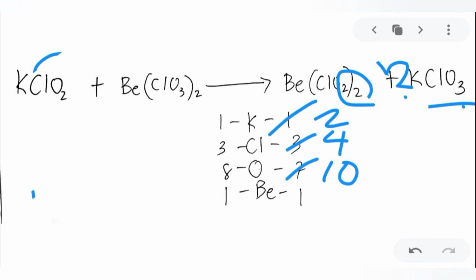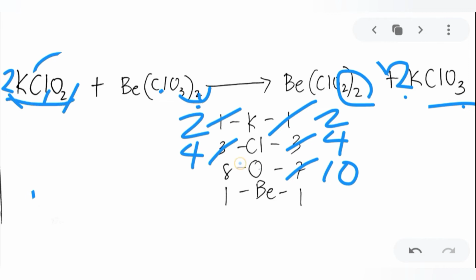And then, I guess we have to add 2 here on the reactant side to balance the other values. So, how many potassium do we have now? 2. And then, how many chlorine? We have here 2 times 1, that is 2. Plus, here, 2 times 1, that is 4. And then for oxygen, we now have 2 times 2, that is 4. Plus 3 times 2 here, that is 6. So that will be 6 plus 4 here, that is 10. And then beryllium is always 1. So we already have a balanced equation here.